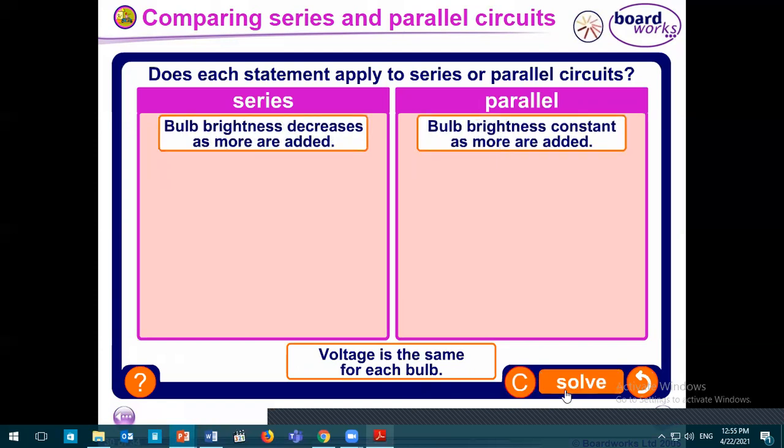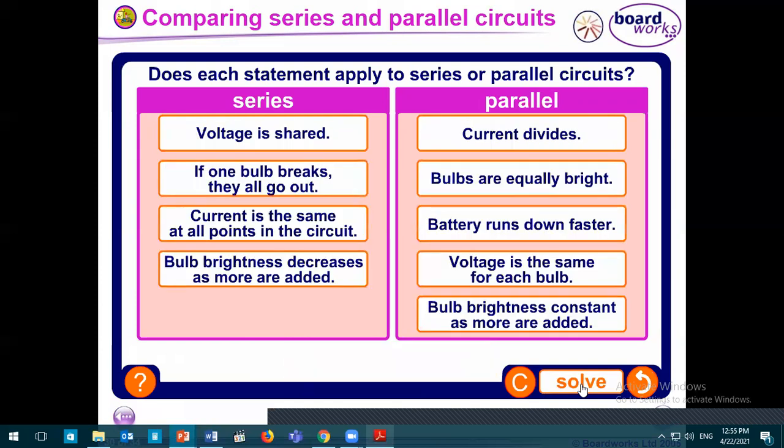Okay, so if I wanted to solve this, because some things you guys are not going to learn about, like voltage and stuff like that. So let's solve it. So in here, you can see that the bulb brightness is constant as more are added.